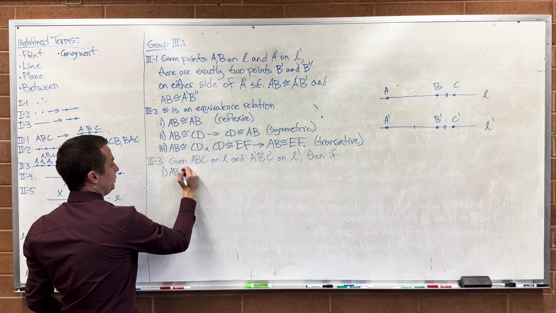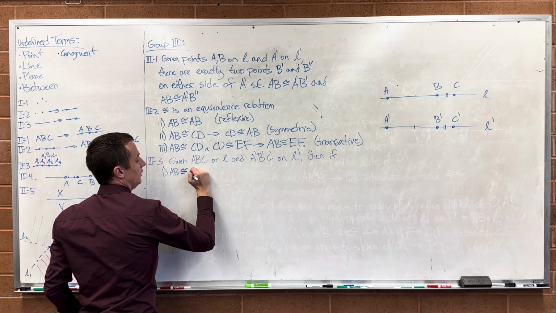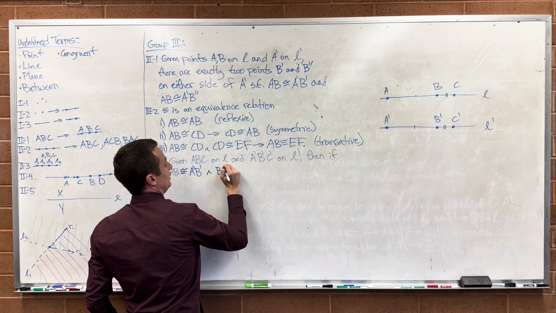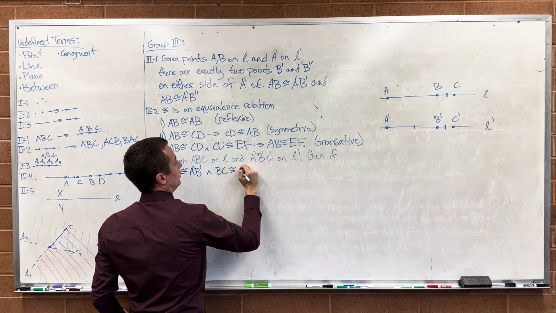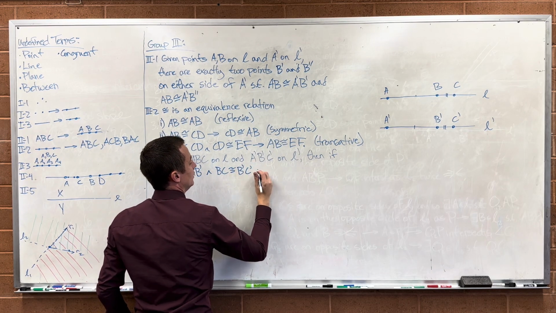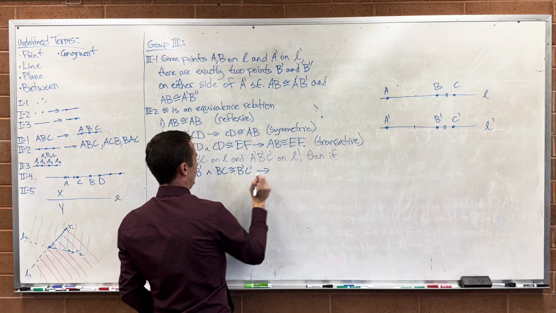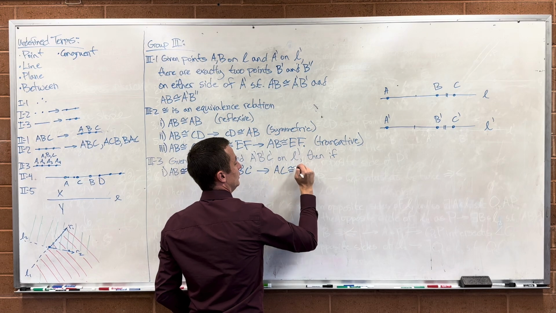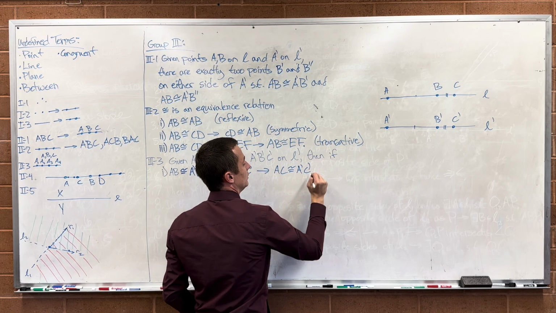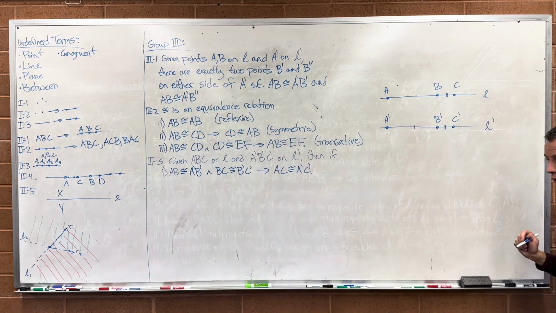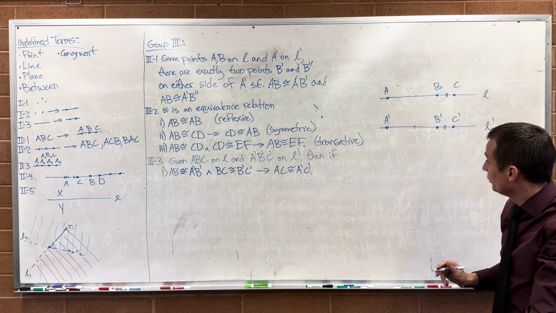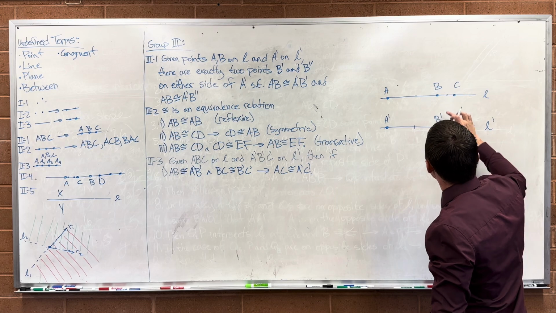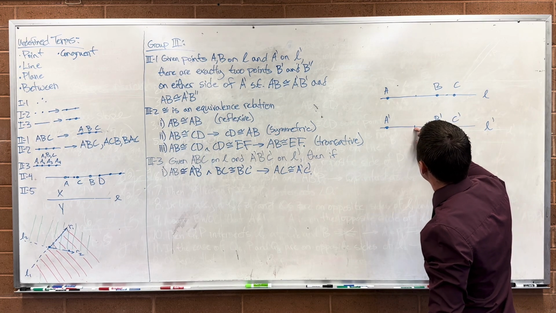So if AB is congruent to A prime B prime, and BC is congruent to B prime C prime, then that gives us that AC is congruent to A prime C prime. The whole thing is congruent to the whole thing. Similarly, the next one we often talk about as equals subtracted from equals are equals. So let's think about this another way.